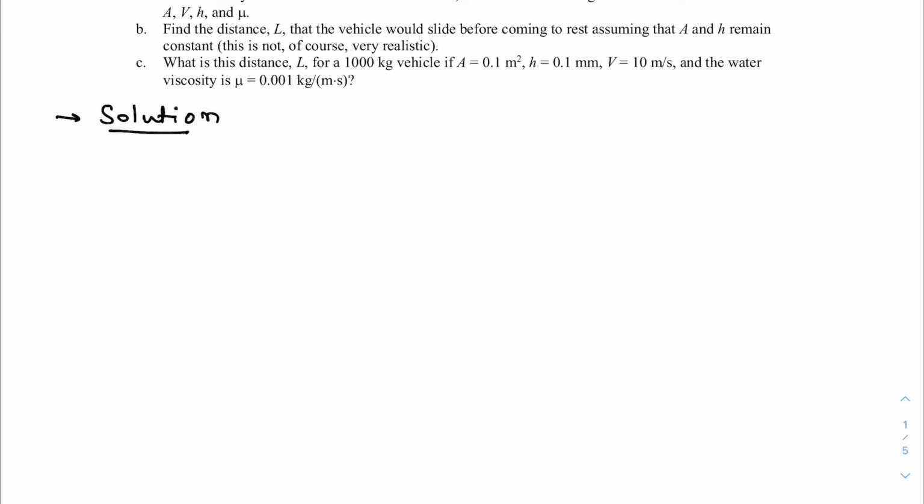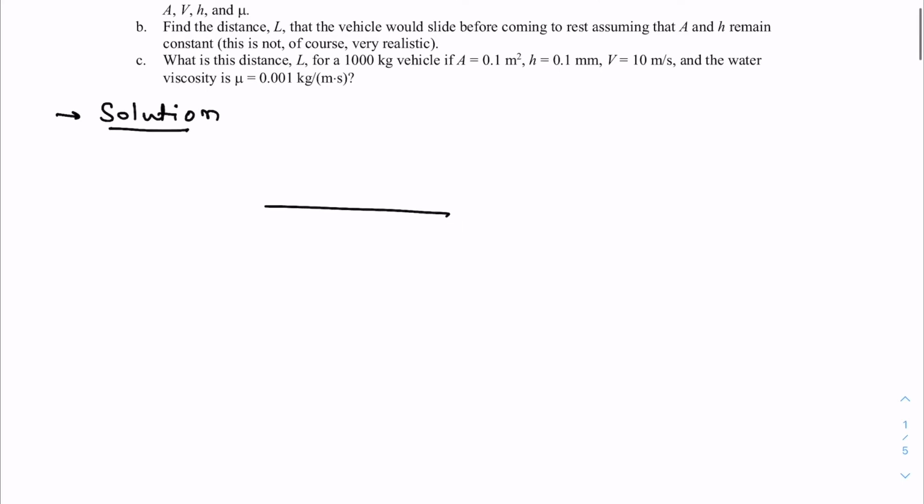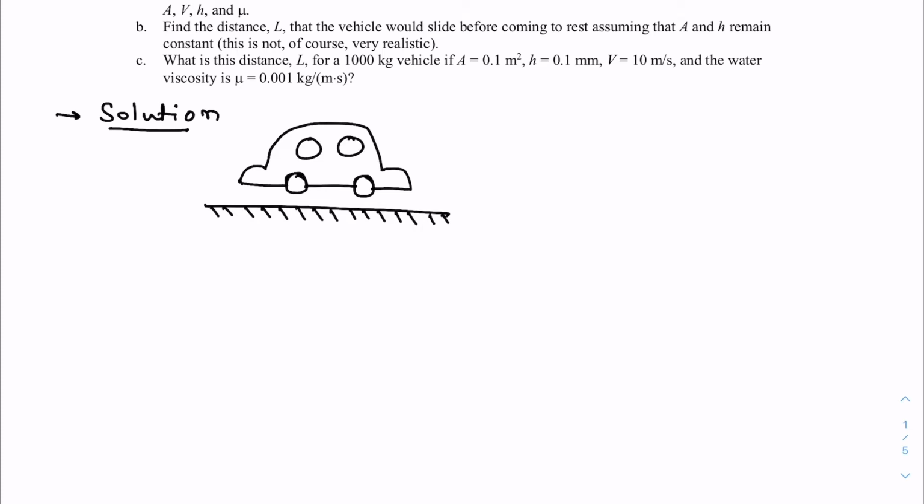I will quickly draw a basic sketch of the situation. Let's say this is the road on which the car is moving. This is the car. These are the wheels. Obviously this sketch is exaggerated, but there is a thin film between the tire and the road, and the thickness of this film is given by h.